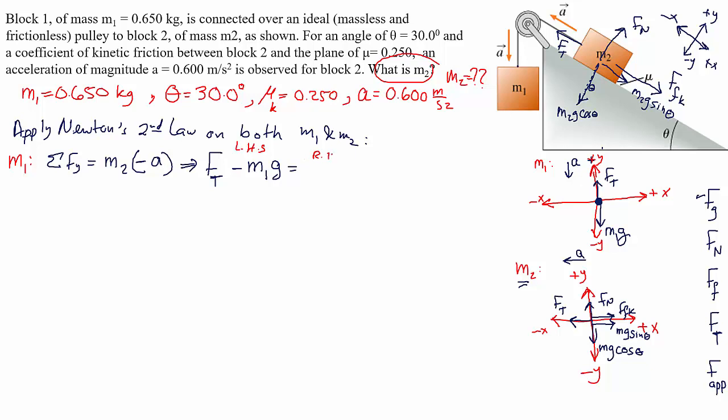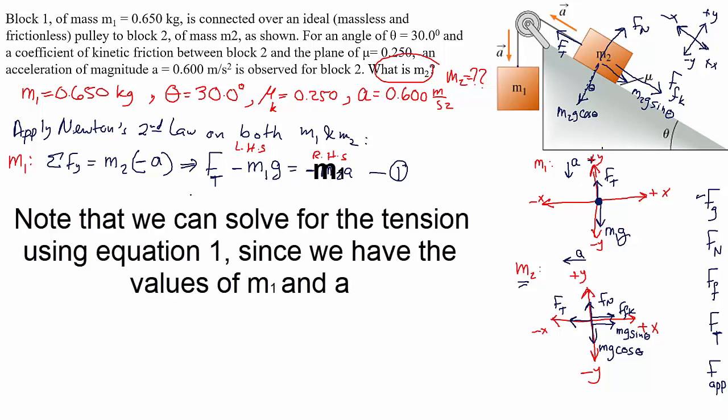Now the right-hand side will be M1 times A. Here A is negative, so this is basically minus M1A. And let's take this one to be equation 1. So we have equation 1 by applying Newton's law on M1. Now we need to apply Newton's law on M2, and in that case, of course, we need to apply it in the x direction and in the y direction, since there are force components in both axes.